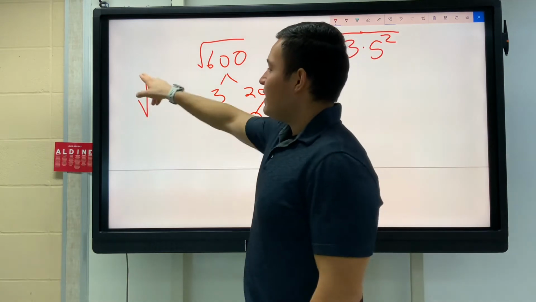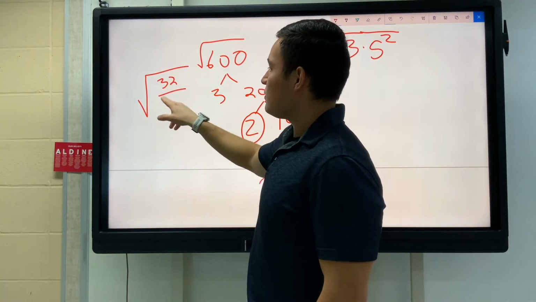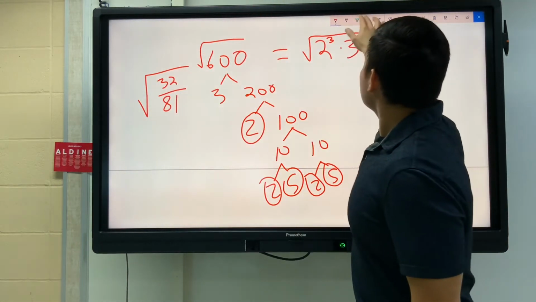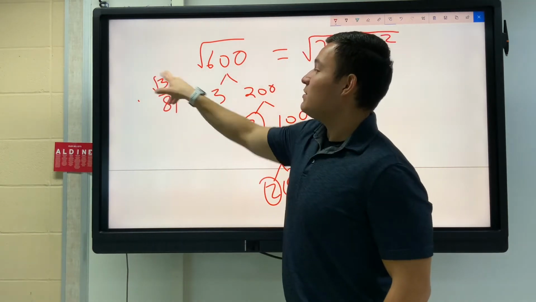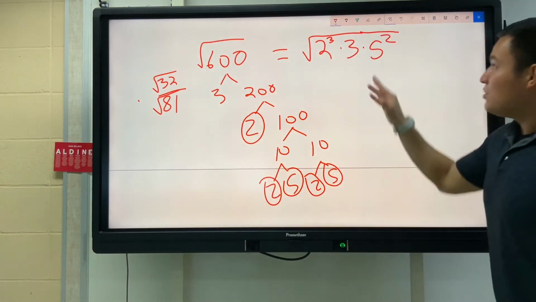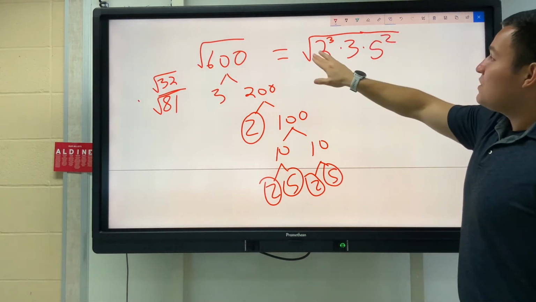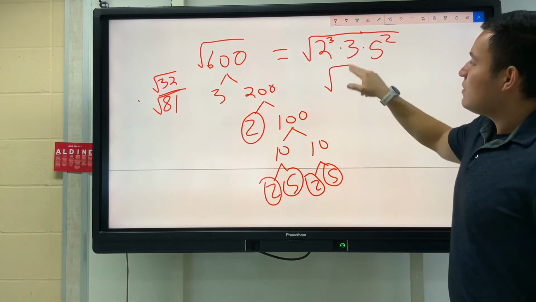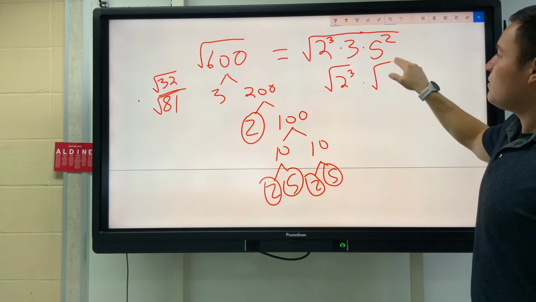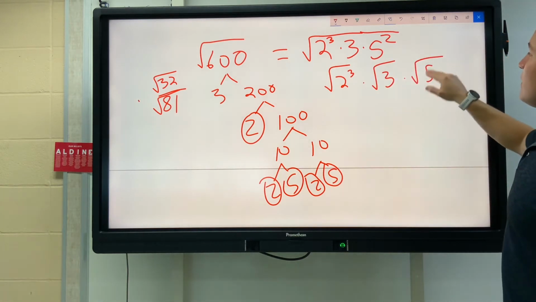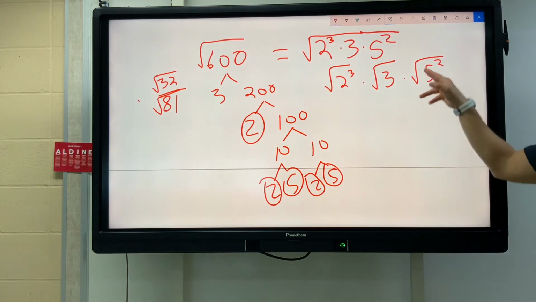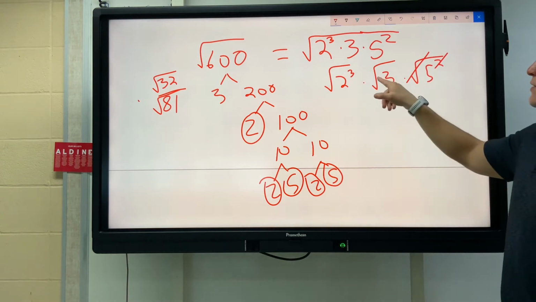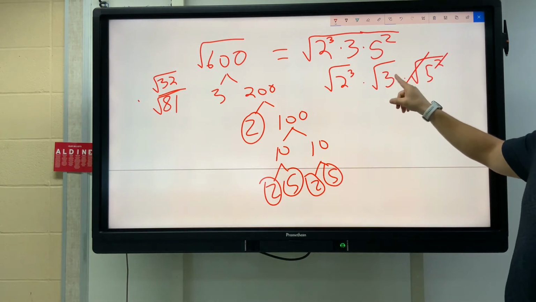Just like whenever we had something like this, you were allowed to split the radical to each part. You can do the same thing here. Instead of doing the square root of all of these things together, you could do the square root of 2 cubed times the square root of 3 times the square root of 5 squared. Starting from the end, the square root and 5 squared are going to balance out. That one is no longer under a root. The square root of 3 is going to have to stay because it's only one of them.